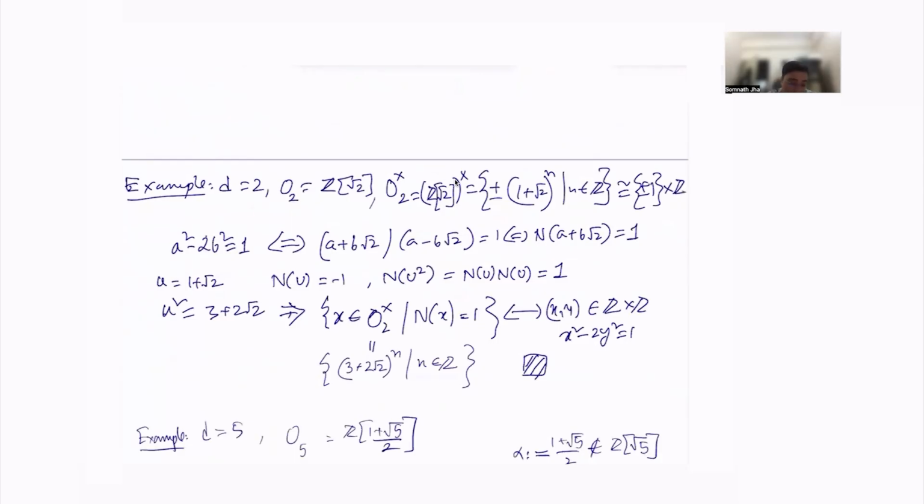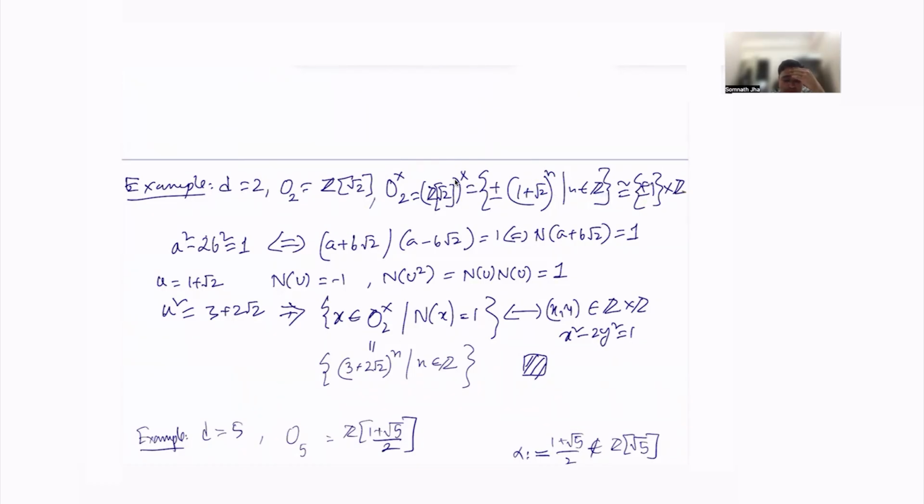So for example, d equal to 2, then the ring of integers is Z[root 2], and Z[root 2] star is the units in Z[root 2]. Actually, one can check that it is of the form... we'll tell you something about it later, how to find this. So all the units are plus minus (root 2 plus 1) to the power n, n in Z. Okay, so this is isomorphic to plus minus 1 times (1 plus root 2) to the power n, n in Z.